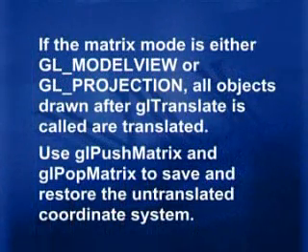If the matrix mode is either GL model view or GL projection, all objects drawn after GL translate are called translated. Whenever GL translate would be called in the GL model view mode or GL projection mode, then the subsequent objects would be translated. So any objects that would be drawn thereafter would be translated by the translation factors that were used while calling GL translate, whether D or F, regardless of it. Use GL push matrix and GL pop matrix to save and restore the untranslated coordinate system.